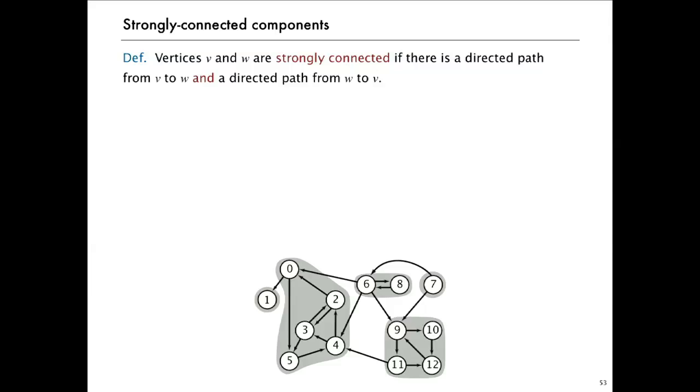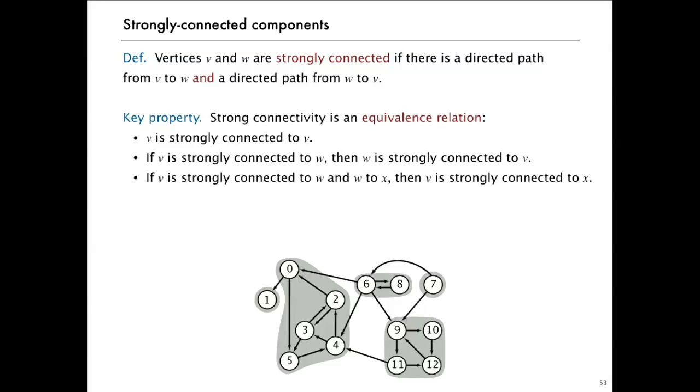As our final DiGraph processing algorithm, we'll take a look at computing strong components. So the definition: two vertices V and W in a digraph are strongly connected if there's a directed path from V to W and another directed path from W to V. And the thing about strongly connected is that it's an equivalence relation. That is, each vertex is strongly connected to itself.